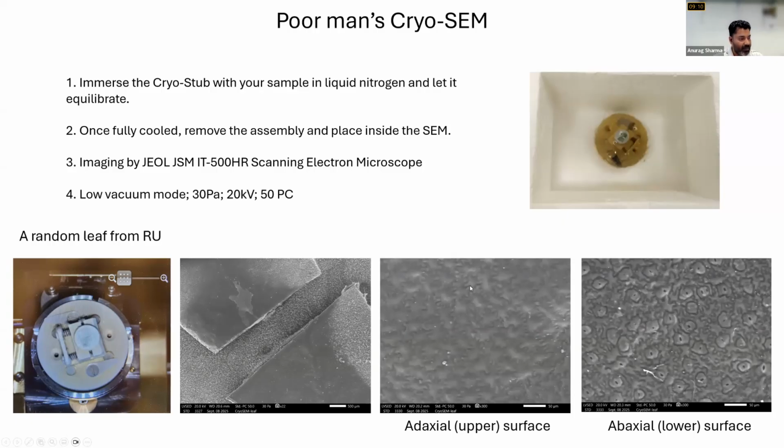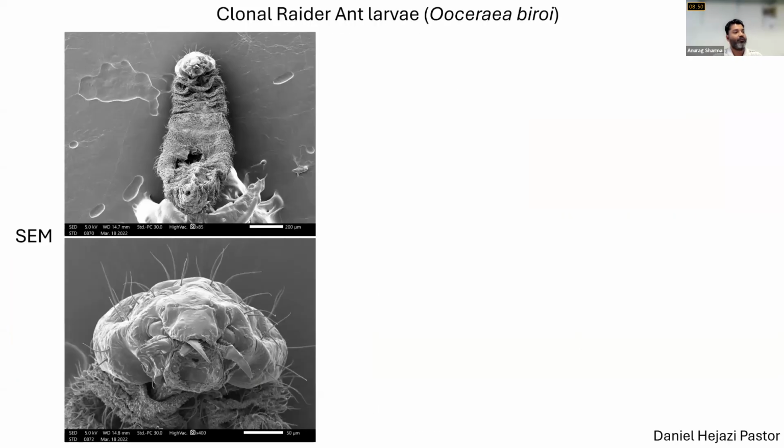And as you can see, the images are pretty nice. This is without processing anything. I just plucked it, put it in the liquid nitrogen and put it in the microscope, and these are the pictures. I could have improved these pictures, but this is just to show you how the Kurzman cryo-SEM works. So for our samples, we were hoping that it would work.